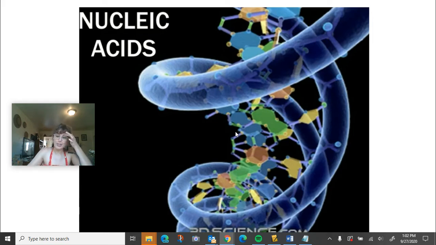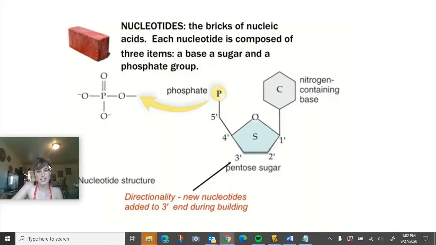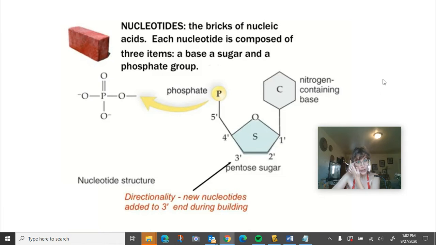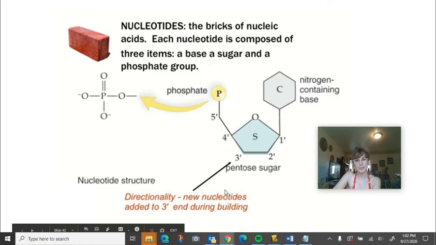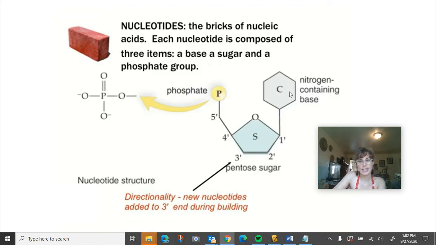So let's first talk about the brick. What is the brick for nucleic acids? So the brick is nucleotides. Okay, so each nucleotide has three components. Let's go through those components, and we're also going to talk about directionality again. So the first thing we're going to talk about is the nitrogenous base.